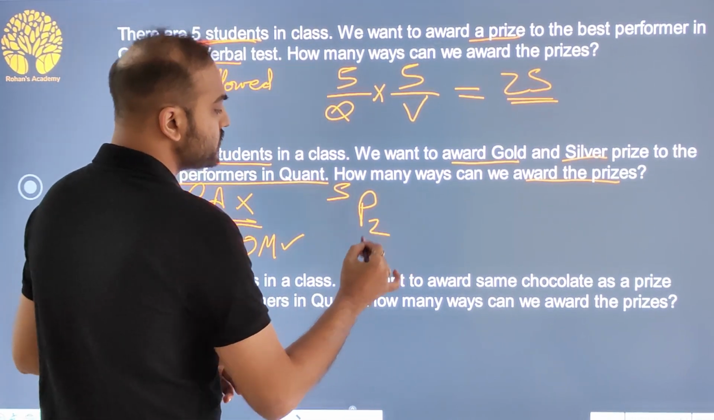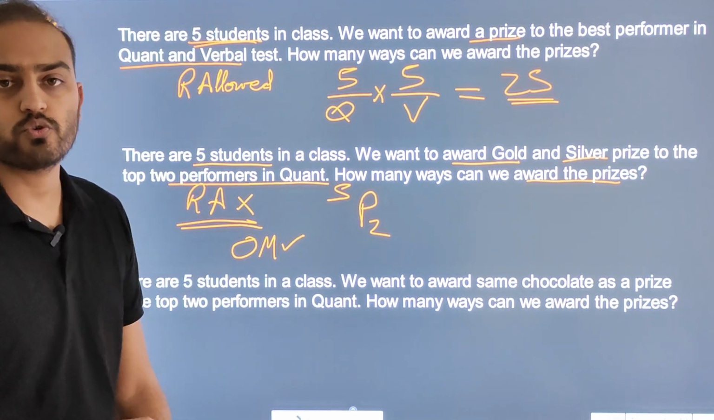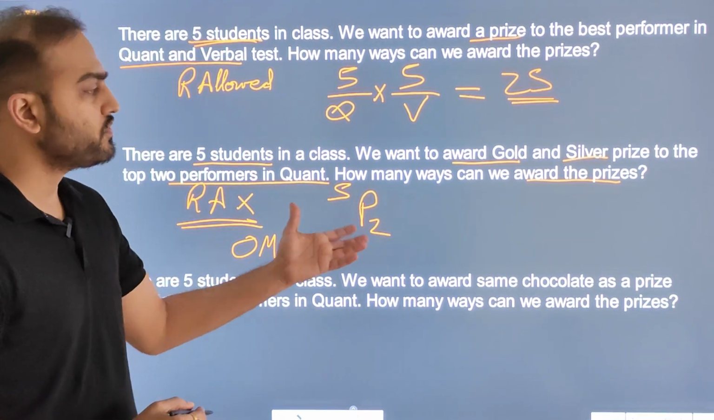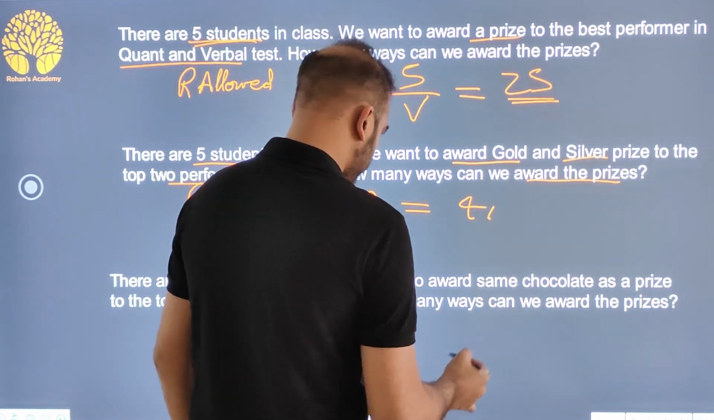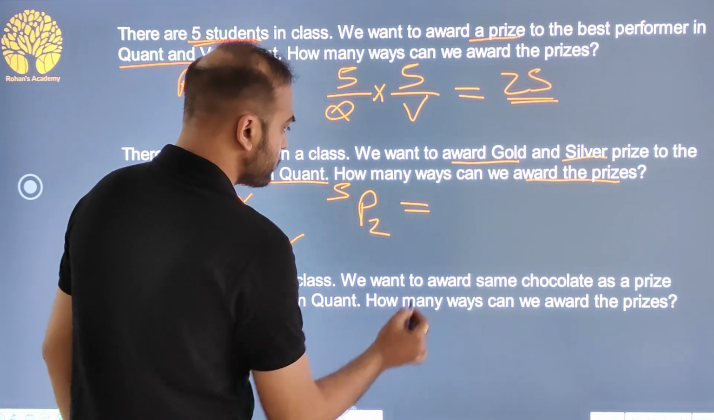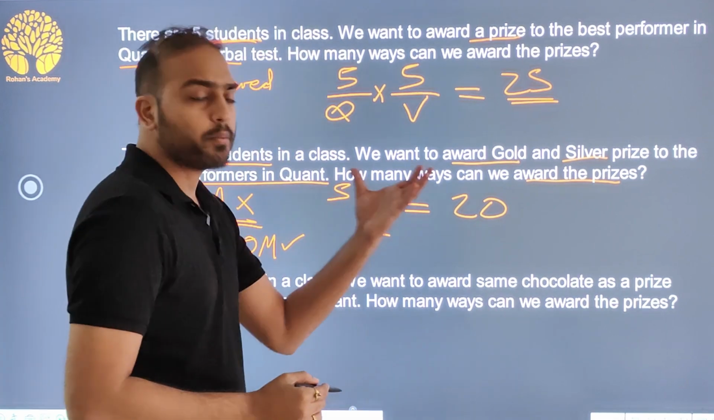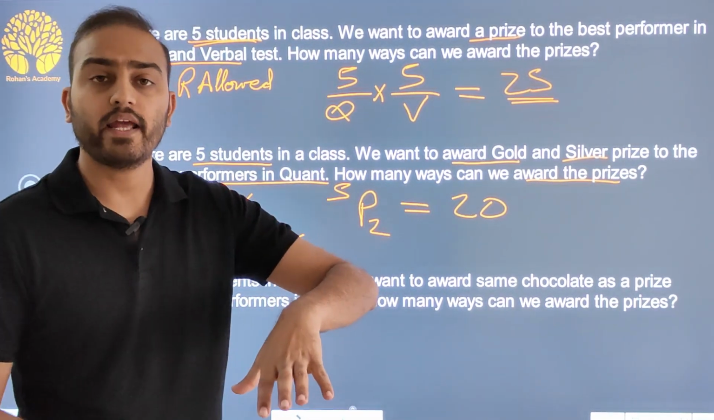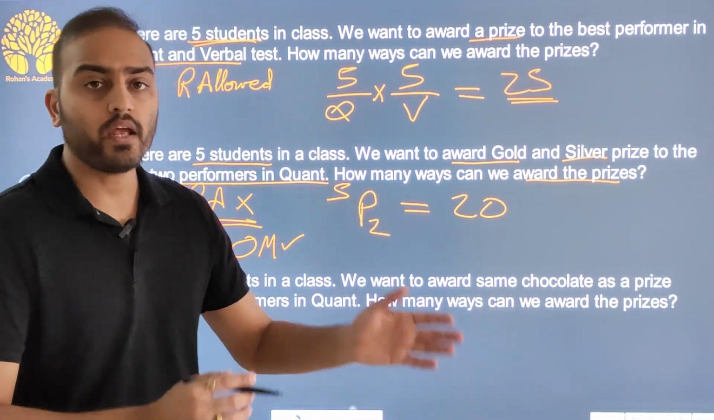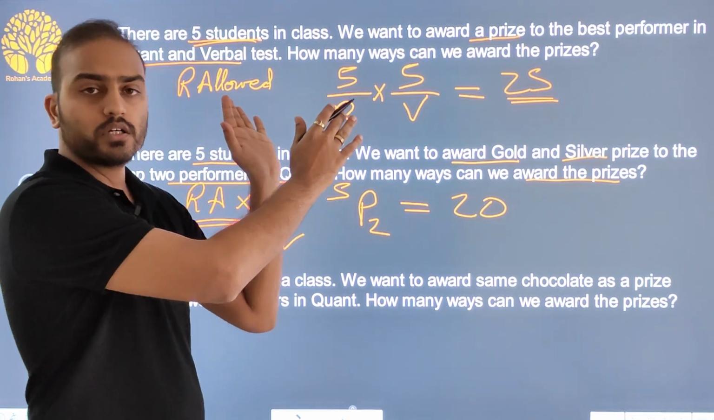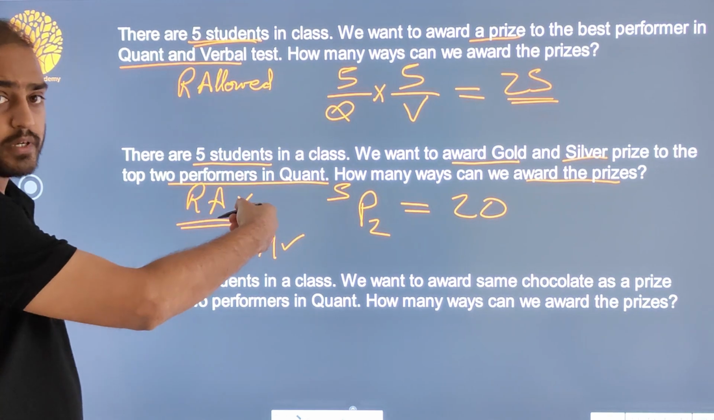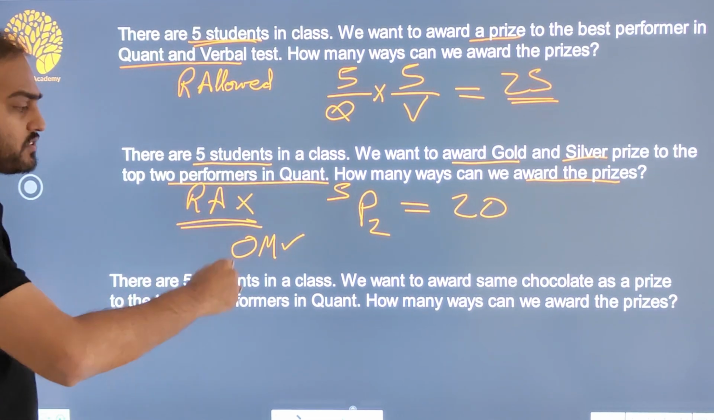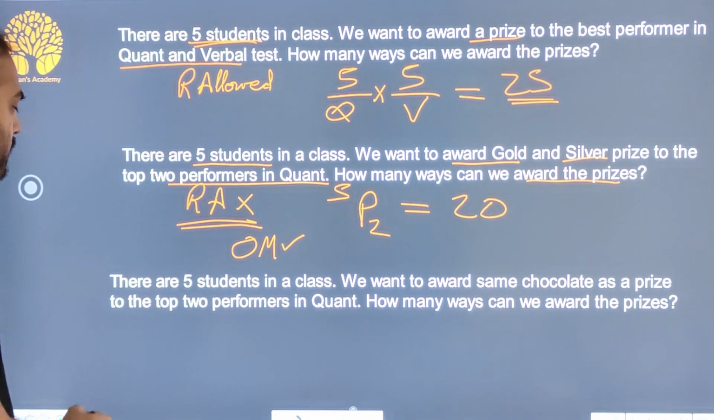We have 5 options. We need to give 2 prizes to 2 people. So the answer becomes 5P2. Again, you do not have to worry, we will look at permutation in much more detail in the next video. Today the focus is only on counting. I hope you understand the difference between the two. If you do, let's look at the third one.